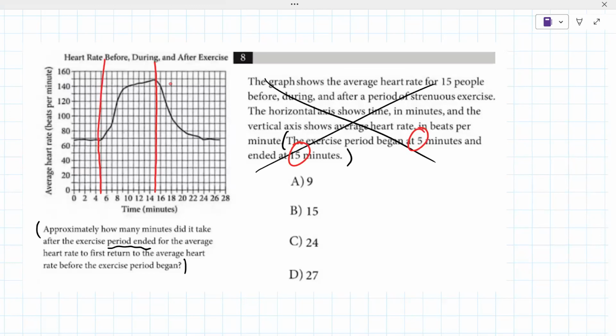So it's basically saying, what's the window from here to about there? What is this length? And I agree, it is 24, but that's not from when it ended. How many minutes passed from when the period ended to when it heartbeat? 9. 9, yeah.